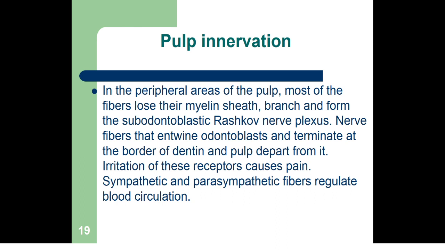And the next information I want to tell you about is pulp innervation. In the peripheral areas of the pulp, most of the fibers lose their myelin sheath, branch and form the subodontoblastic Raschkow nerve plexus. Nerve fibers that entwine odontoblasts and terminate at the border of dentin and pulp depart from it. Irritation of these receptors causes pain. Sympathetic and parasympathetic fibers regulate blood circulation.